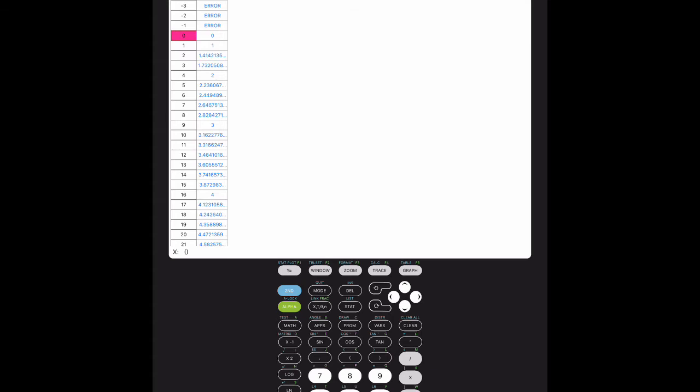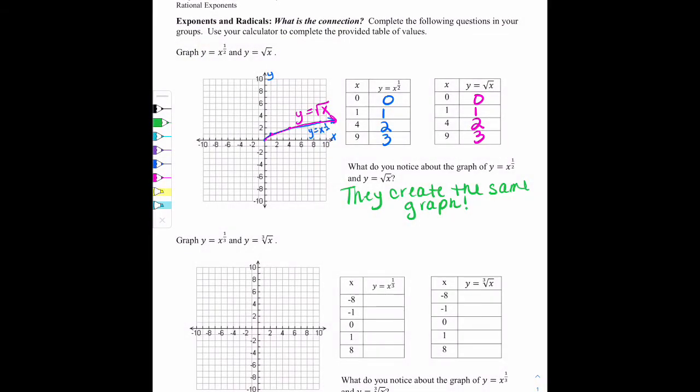But if you look at -1 and below, you're going to see a bunch of error messages. So let's take a look at why that's happening. This is a square root function. If I put a negative underneath the square root, we are going to get an error message. We cannot take the square root of a negative number. So no square root of a negative number. So you're going to notice we don't have any negative values for x, because of that.